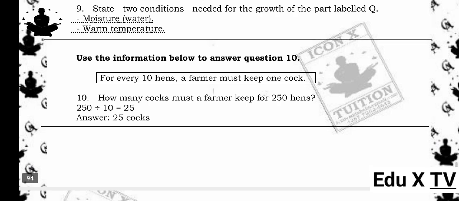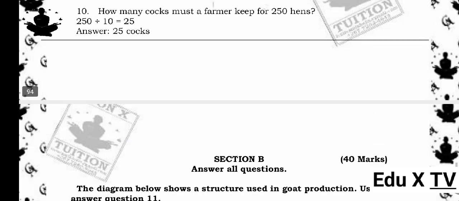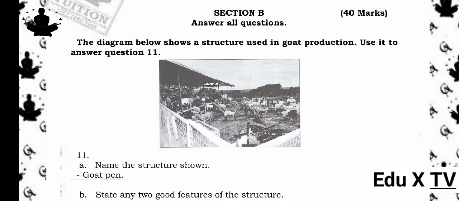Use the information below to answer question 10. For every 10 hens, a farmer must keep 1 cock. 10. How many cocks must a farmer keep for 250 hens? 250 divided by 10 equals 25. Answer: 25 cocks. Section B (40 marks).